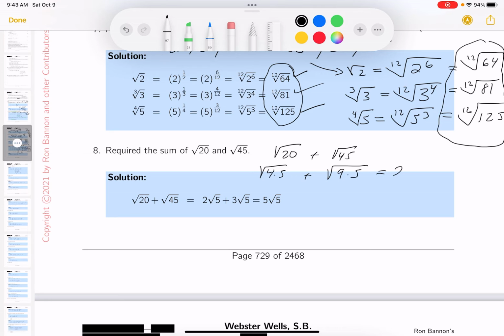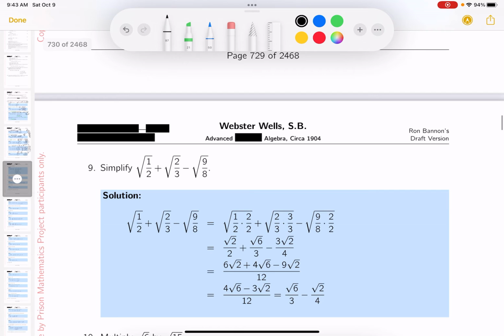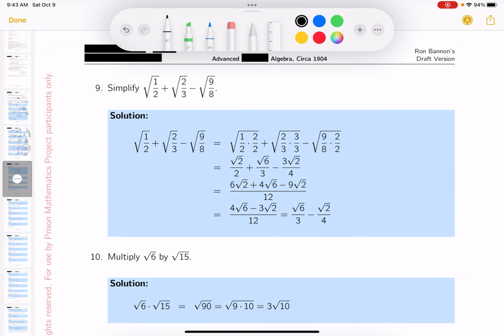So what does this give me? 2 root 5s plus 3 root 5s. Well, how many root 5s do you have? 2 and 3, which is 5. There's 5 root 5s. We're done with that. Let's keep going. And this one over here, again, I want to simplify it.